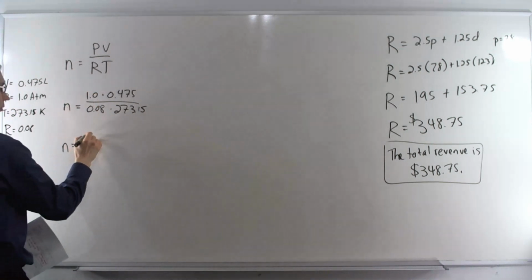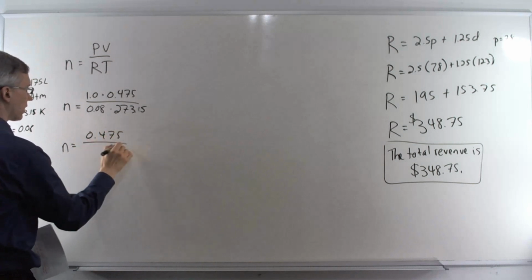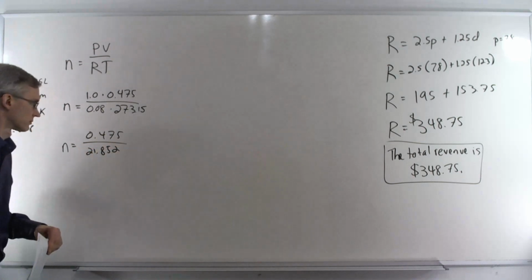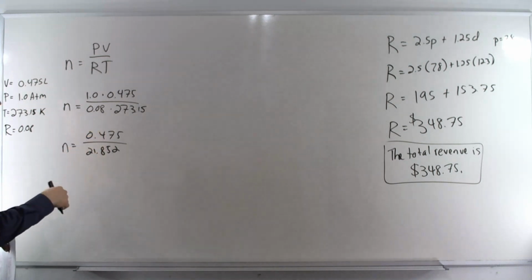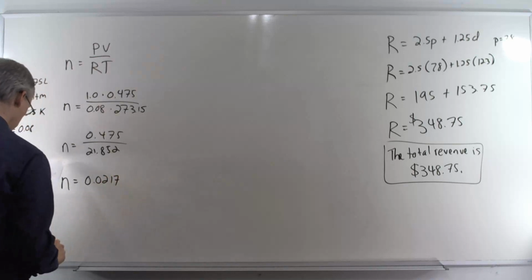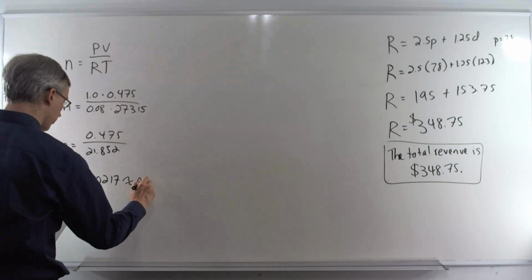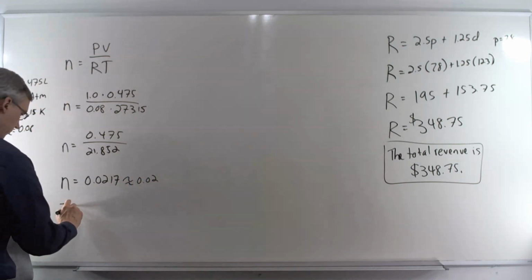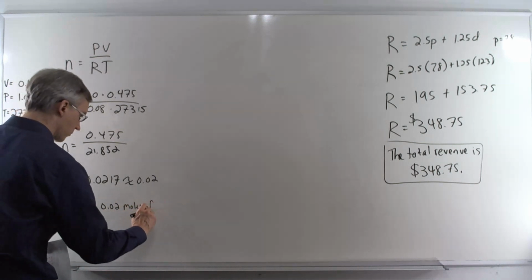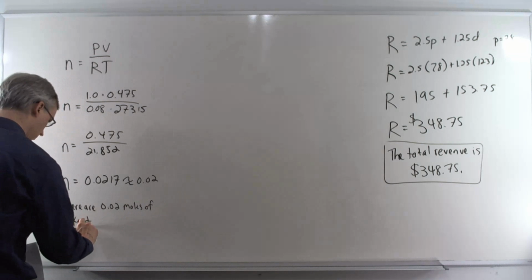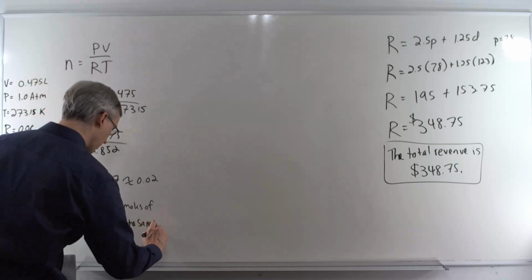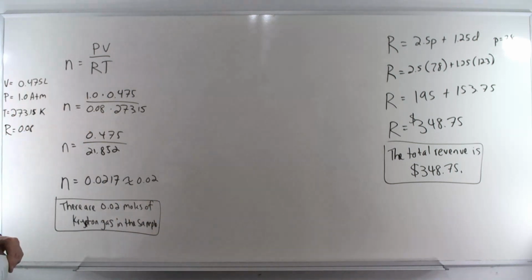Multiplying out on the top, it's just multiplying by 1, so that doesn't change the 0.475. And on the bottom, 0.08 times 273.15 gives us 21.852. And now, since we're down to a single number on top and a single number on the bottom, we can divide it out. And we get n equals 0.0217. We can round that to about 0.02. So that means there's 0.02 moles of krypton gas in the sample.